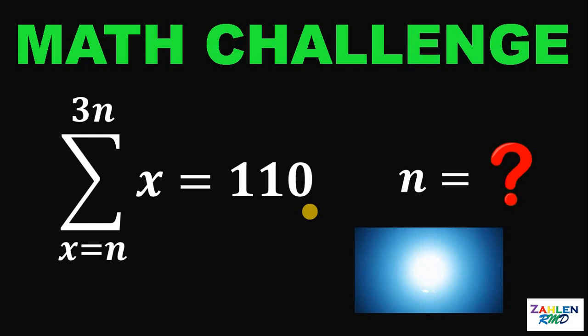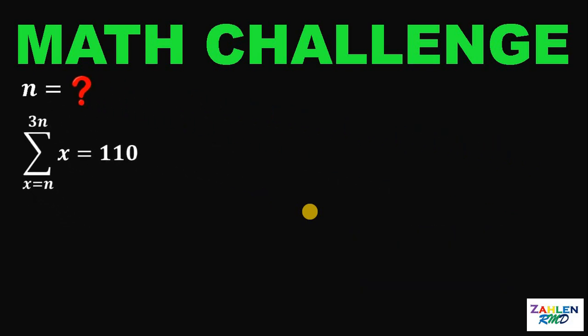Time's up. Now, let's answer this question together. The question is, what is n such that the summation of x as x goes from n up to 3n must be equal to 110? Now, let's visualize this question.